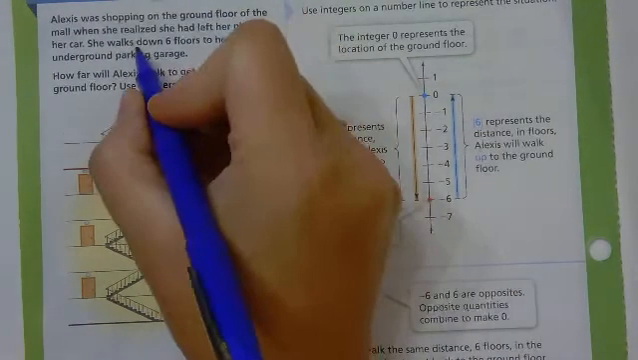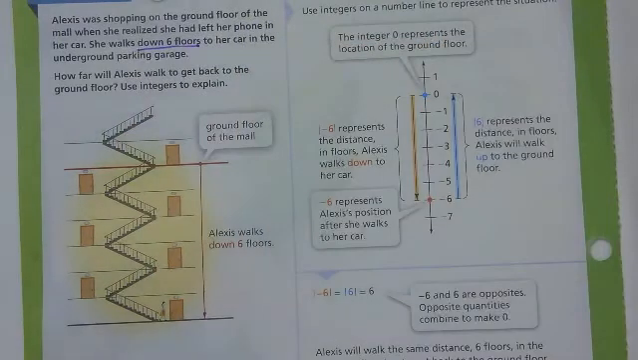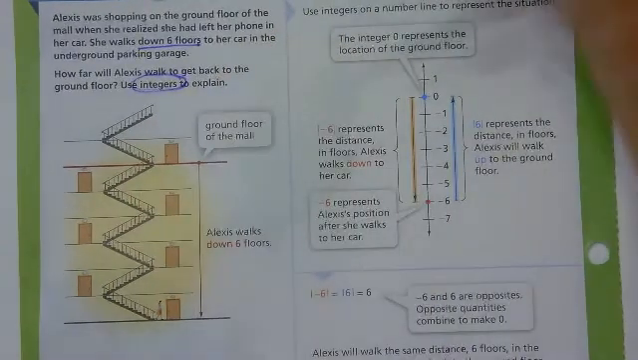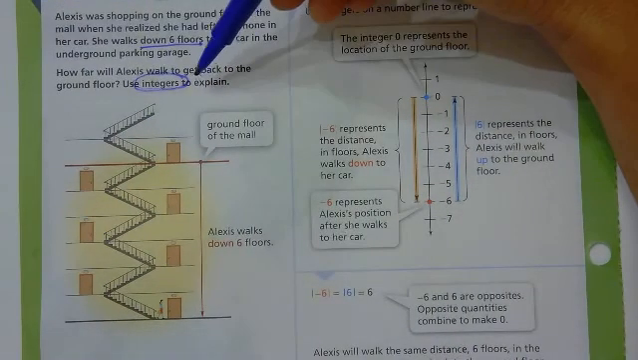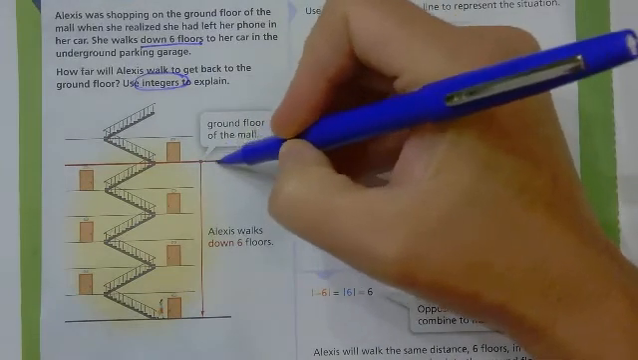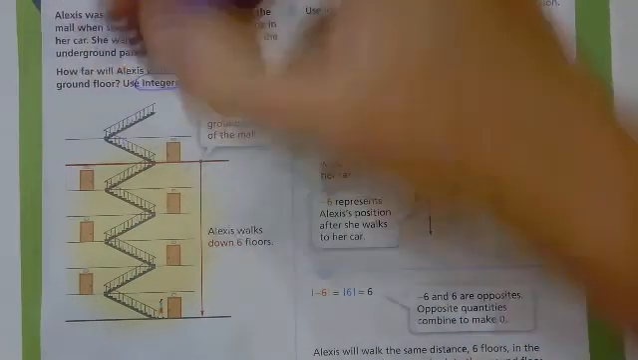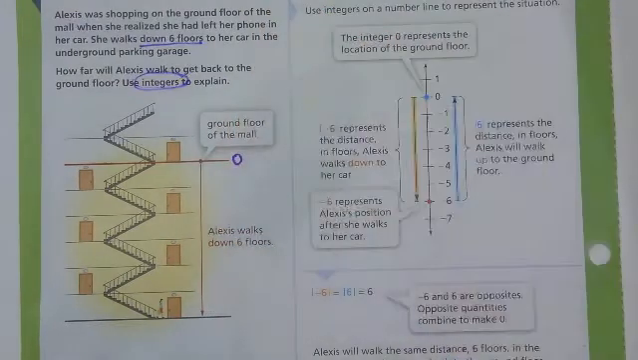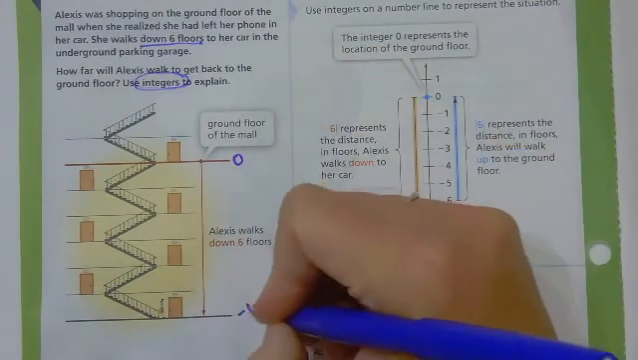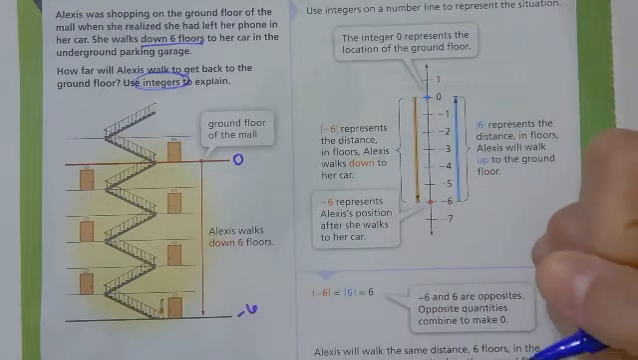I'm going to go ahead and underline down 6 floors. How far will Alexis walk to get back to the ground floor? And you're going to use integers to explain. Remember, integers are part of our number system that includes our negative numbers. Here's the ground floor of the mall, marked with this line right here. That is what we're going to consider 0. And so if Alexis walks down 6 floors, then she walks to -6.